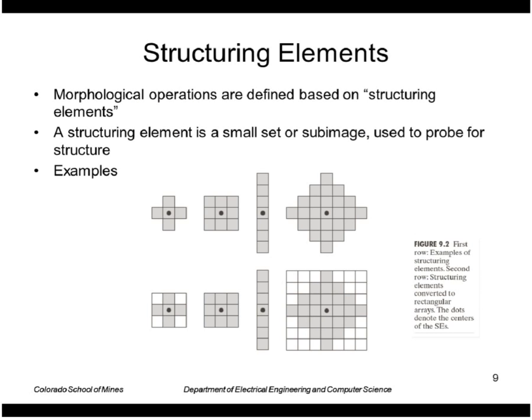In morphological image processing, we often use structuring elements. A structuring element is just another set or subimage that we use to probe for structure. These are examples of structuring elements. They're usually small like this. Implementation-wise, we would store these in a rectangular array where the gray areas indicate ones and the white areas would be elements where there are zeros. We also need to define for each structuring element what its center is. The black dot here denotes the center.